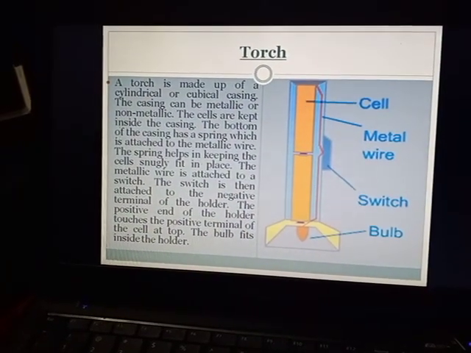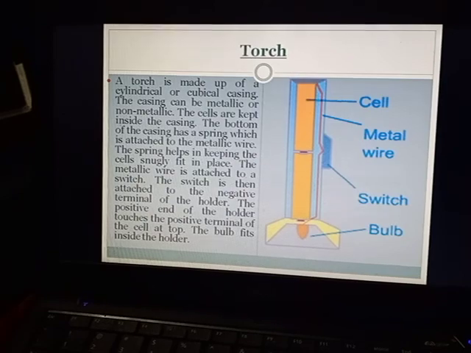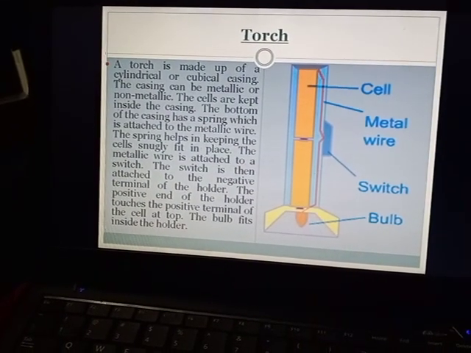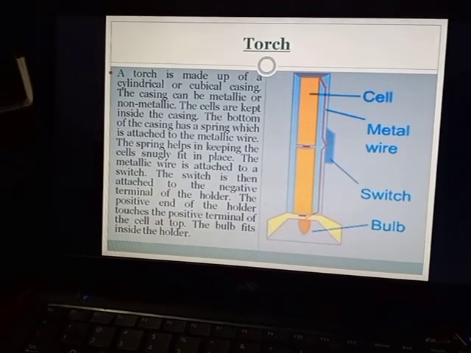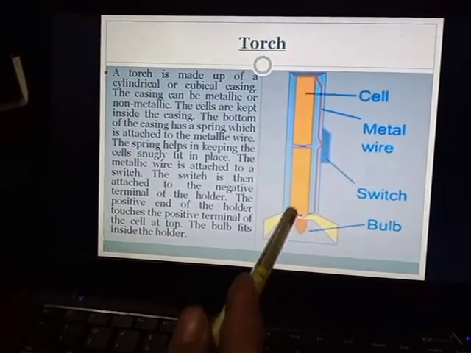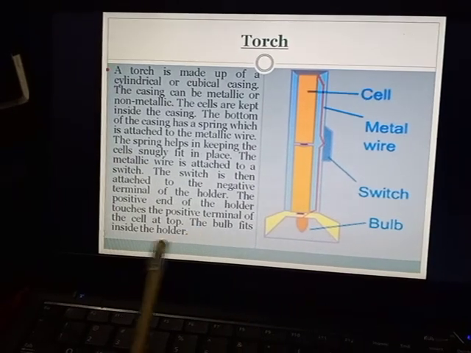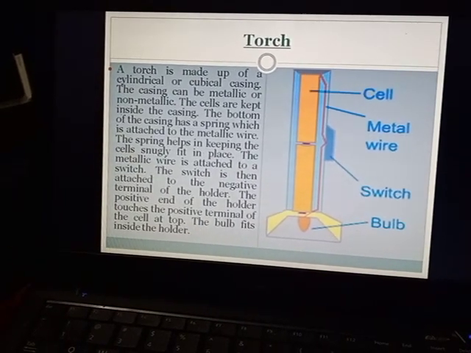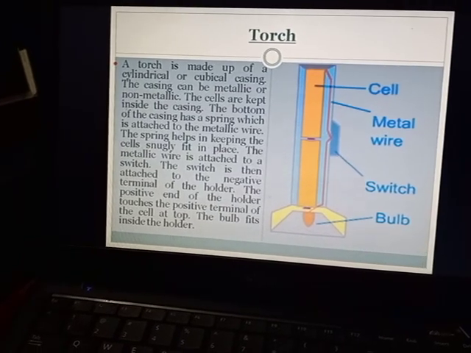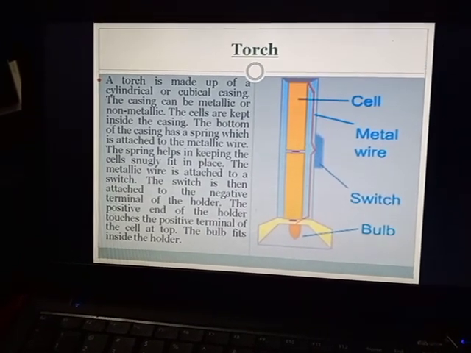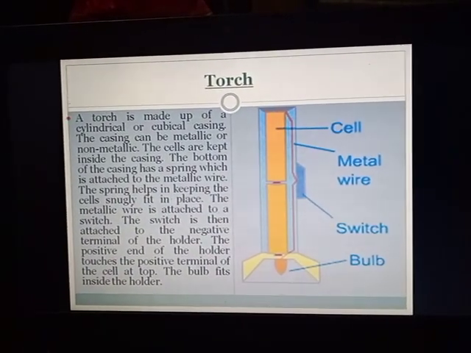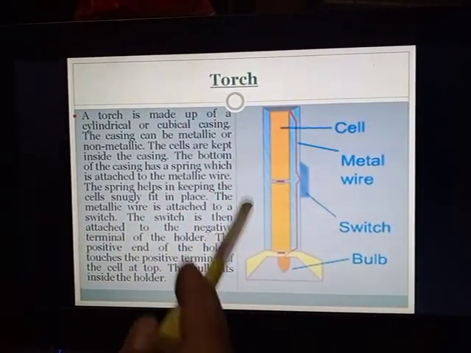It has a spring which is attached to a metallic wire. The spring helps in keeping the cells snugly fit in place. The metallic wire is attached to a switch. The switch is then attached to the negative terminal of the holder. The positive end of the holder touches the positive terminal of the cell at the bottom. The bulb fits inside the holder. So this is a whole torch.